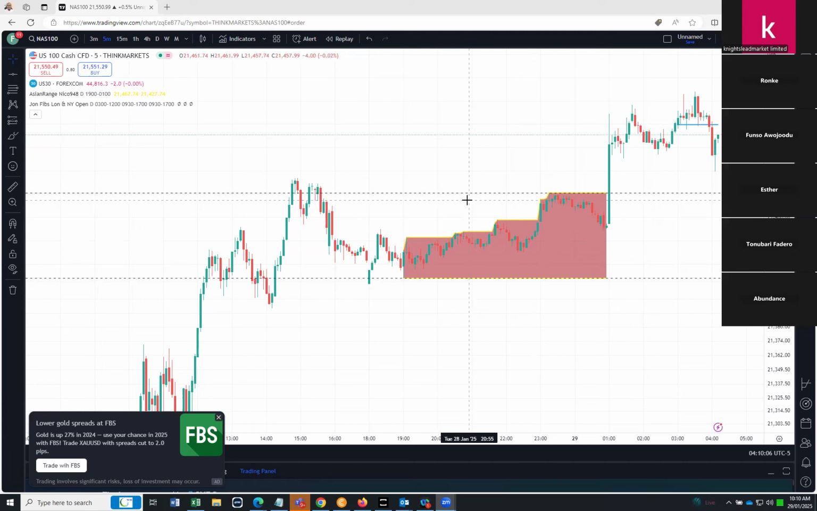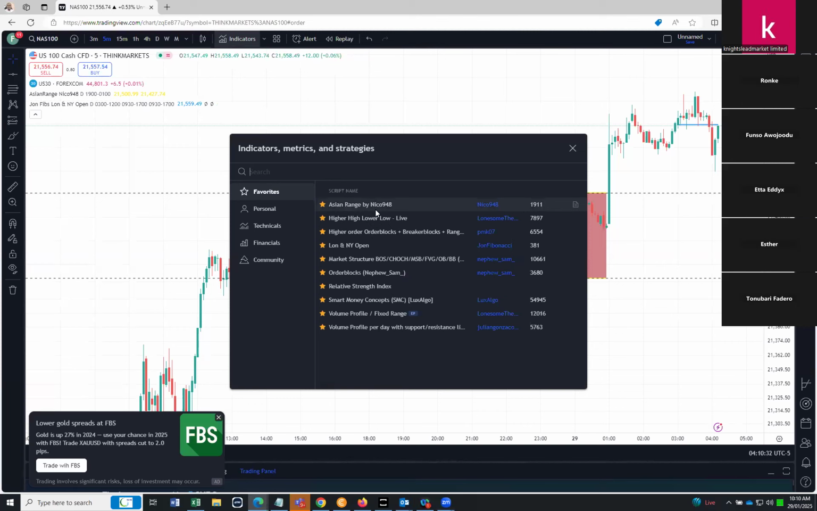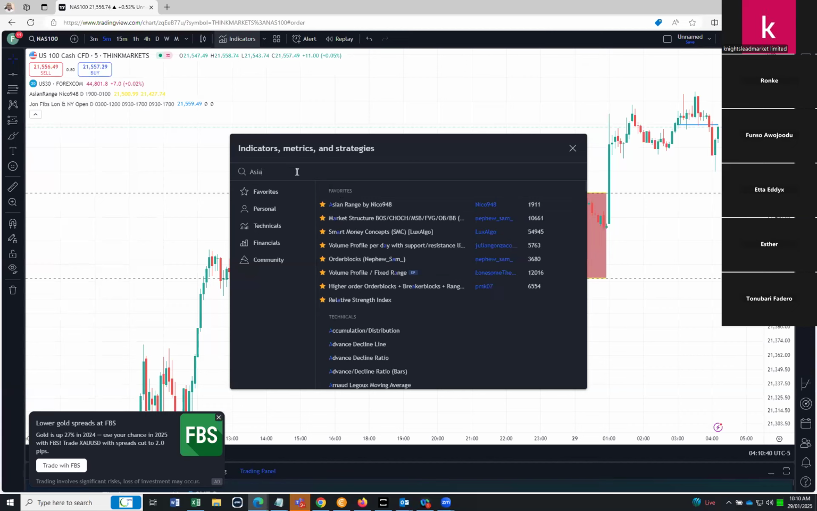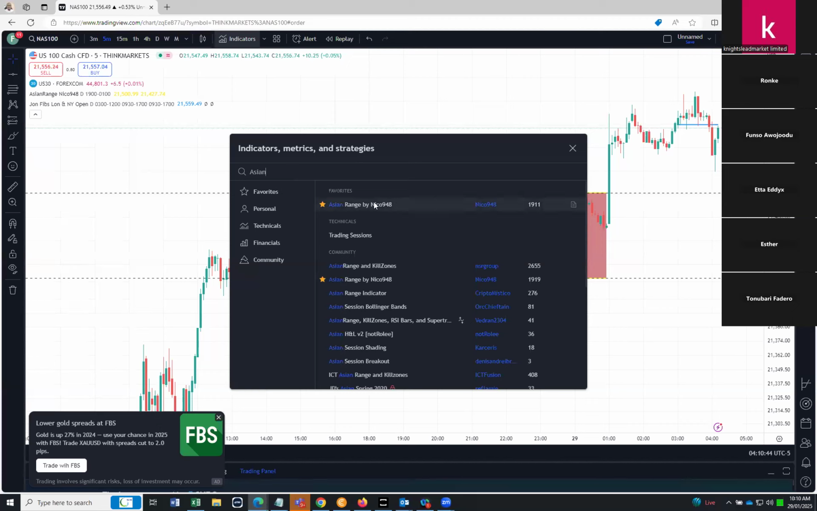I don't know, can you see my screen? Yes, we can see. Okay, so on TradingView, you just need two indicators. Actually, it's just one, but I want to set it up exactly how Rich Vendiga set up his own. So if you go to indicators here, you have what we call the Asian range by Nico 948. I've already added it, but if you search Asian range by Nico 948, this is one of the indicators.